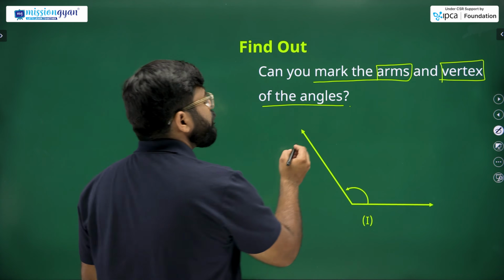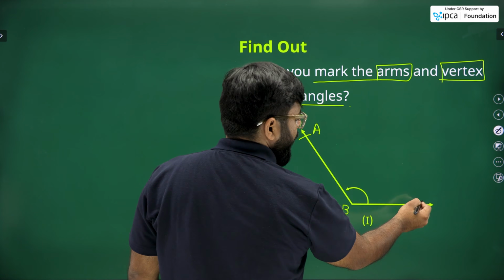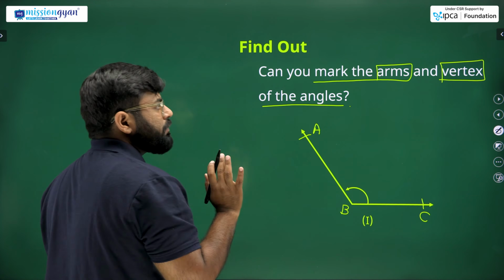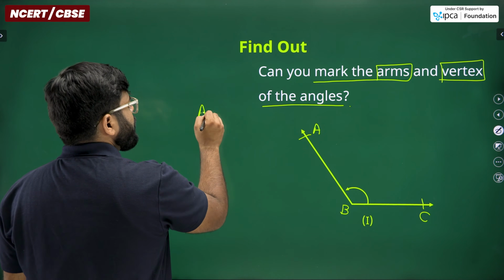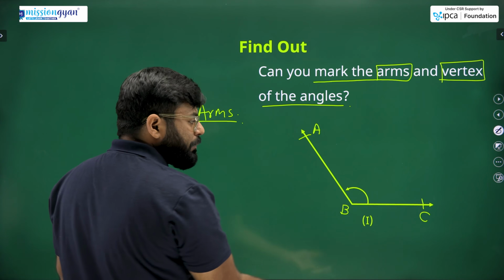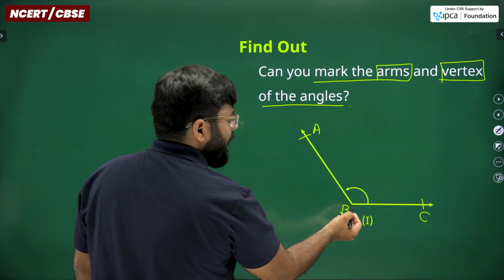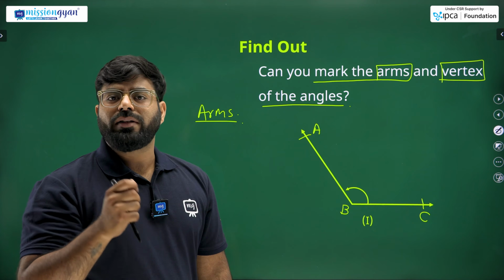So let's name it first. Let's give it the names A, B and C points. Is that clear? Now, the question is asking what the arms are. We can see that B is the starting point, and BC is a ray and BA is a ray. And we know that rays are called the arms.